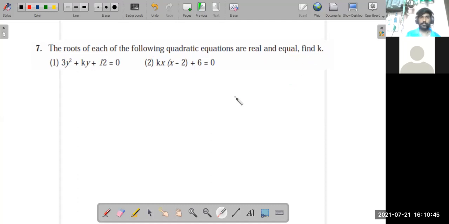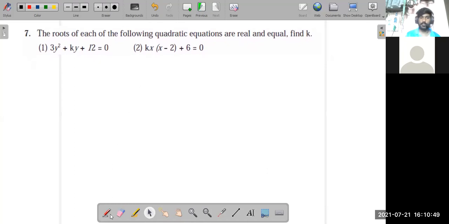Find k. Now here you will have to use the concept of nature of roots. Now, when are the roots real and equal? When the discriminant is, yes, do you remember? When are the roots real and equal?